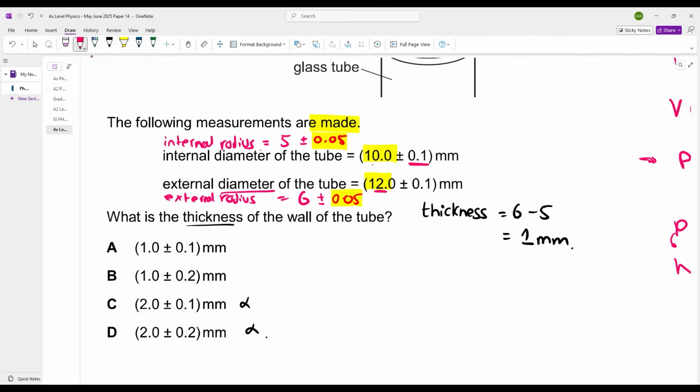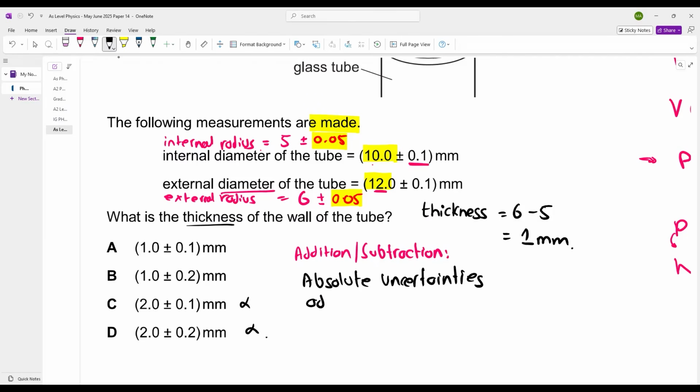Yes. Do you remember our rule? Whenever we are adding और सब्ट्रैक्टिंग, जब भी हम एडिशन कर रहे होते हैं या सब्ट्रैक्शन कर रहे होते हैं, व्हाट हैपेंस? एब्सोल्यूट अनसर्टेनिटीज एड अप। जब भी आप एडिशन कर रहे होते हो, सब्ट्रैक्शन कर रहे होते हो बच्चे, एब्सोल्यूट अनसर्टेनिटीज एड अप. What is the absolute uncertainty here?